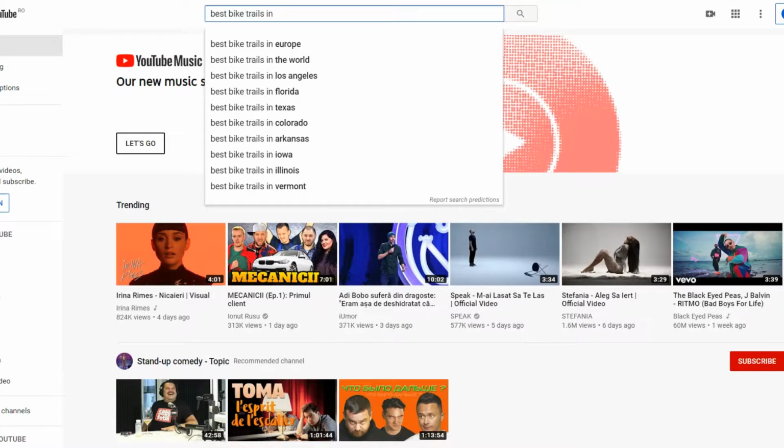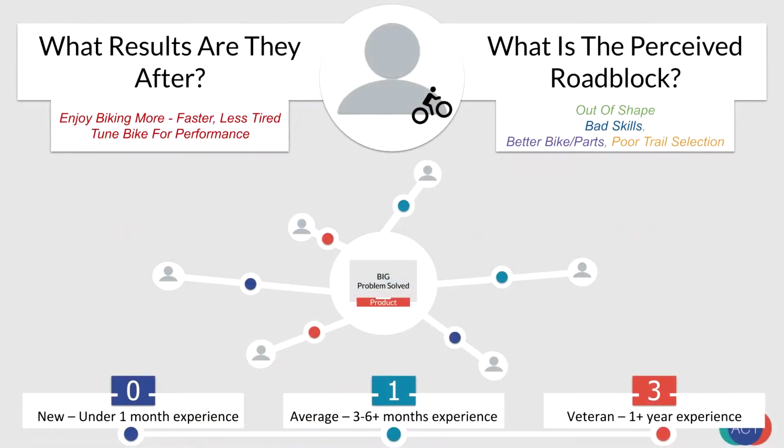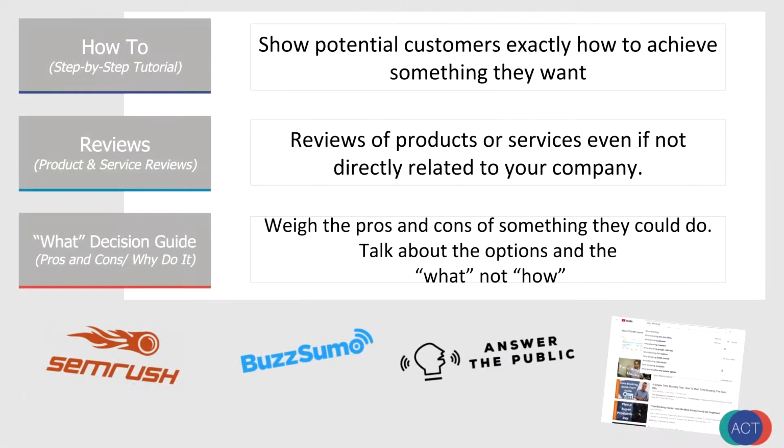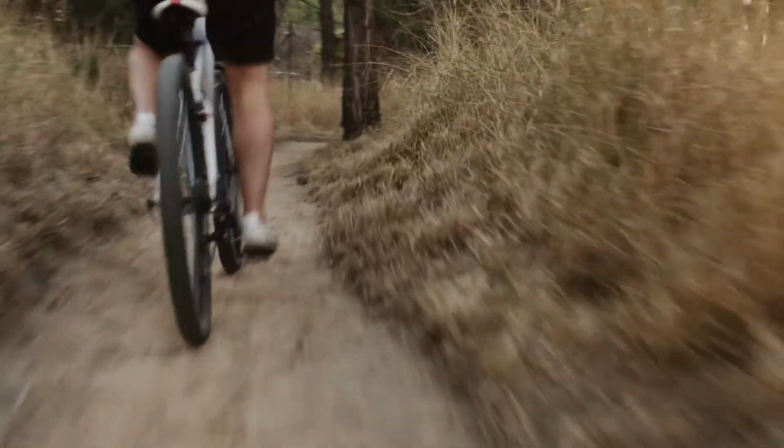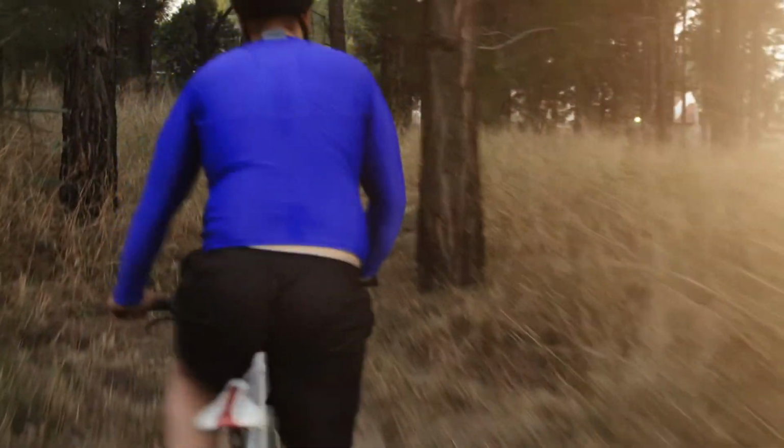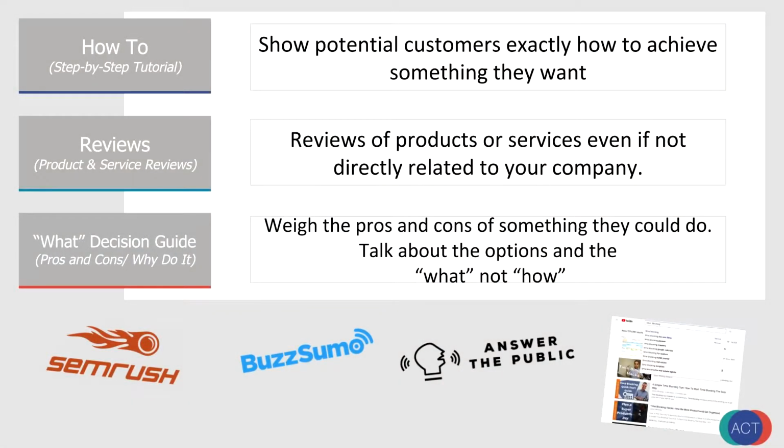So if we go back to our roadblocks, one of them is better bike parts or poor trail selection. So if you were a local bike shop, you would go to Answer the Public or YouTube and type in best mountain biking trails and then fill in the blank of your area. And you want to follow this process for how-to tutorials, reviews, and decision guides so that you can make sure that people are actually looking for these particular problems to be solved, and you'll get a lot of great content ideas from content that's already there.